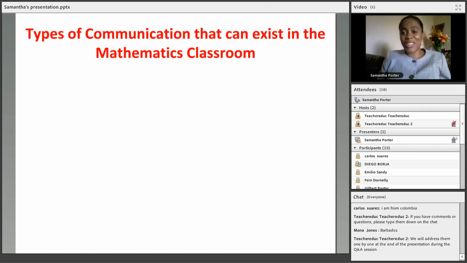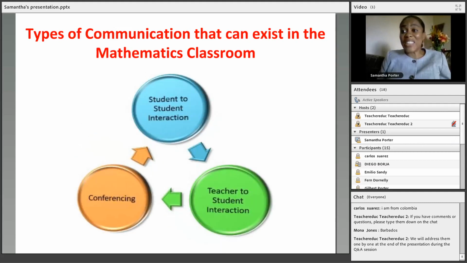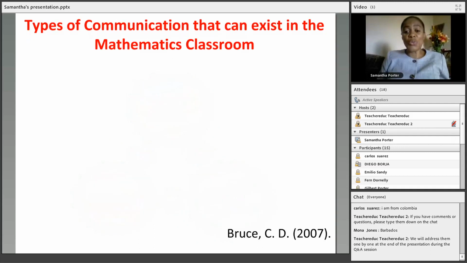Now we might ask, what sort of communication exists within the classroom, especially when we think of mathematics in terms of symbols and equations and all of that? What sort of communication can really exist within the mathematics classroom? We have student-to-student interaction, we have conferencing, and we also have teacher-to-student interaction.